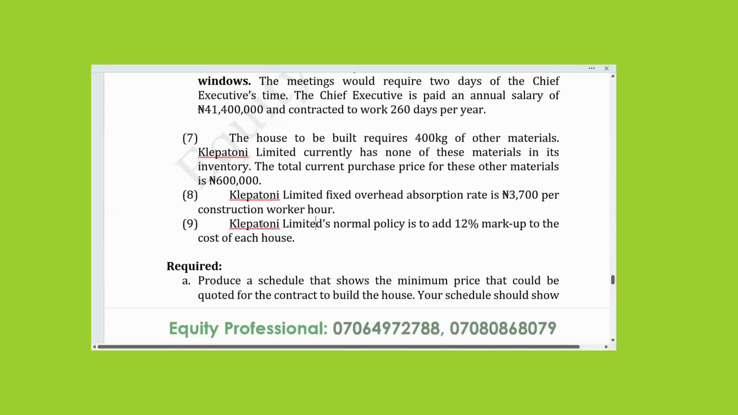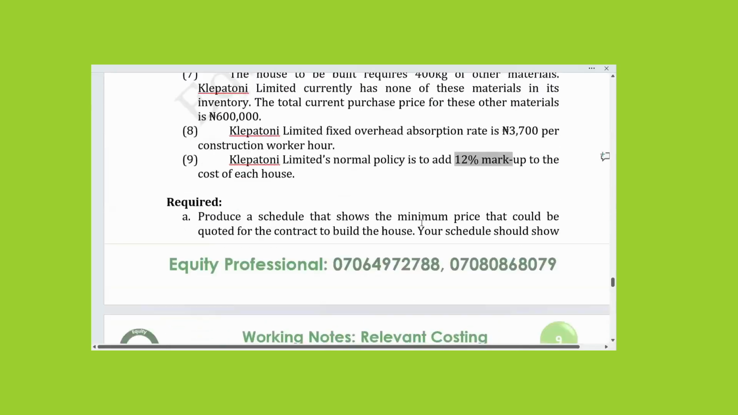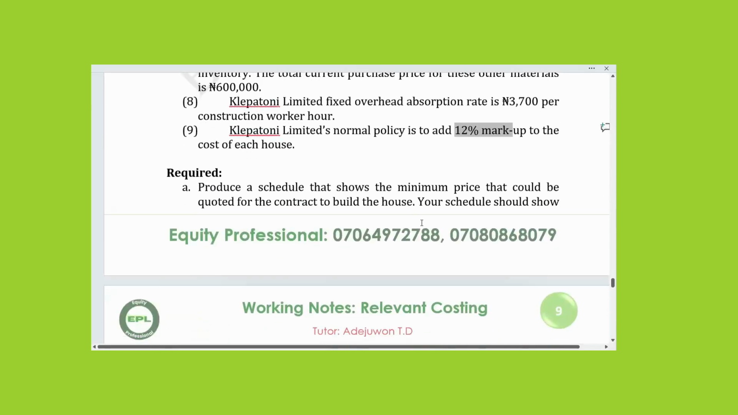All right. So we are told that the company's normal policy is to add 12% markup to the cost of the house. What that simply means is that you first determine the total cost, then you add 12% to it. The addition of the profit plus the cost is what you are going to charge. That will be the contract price you are going to charge the customer or the client.